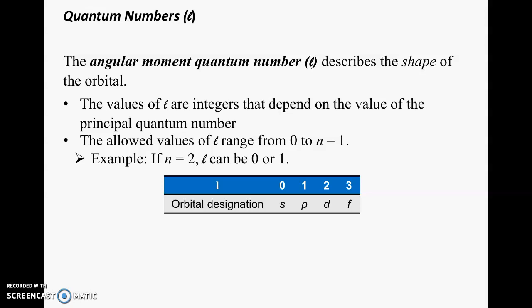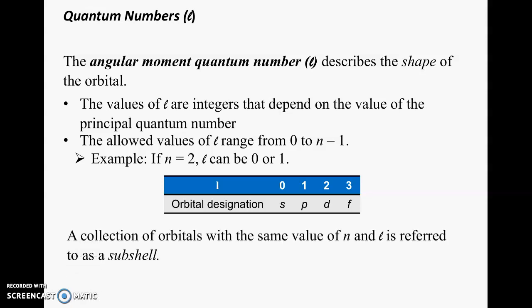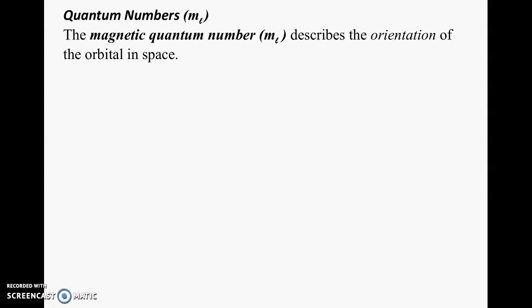And so if it is 0, that means it's an s orbital. If it's a 1, it's a p, a d, and an f, and we'll discuss those more. And once again, if it has the same value of n and L, it's referred to as a subshell. Okay, now we're going to look at the magnetic quantum number.